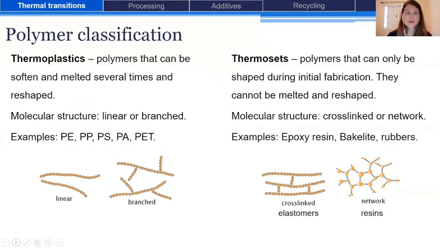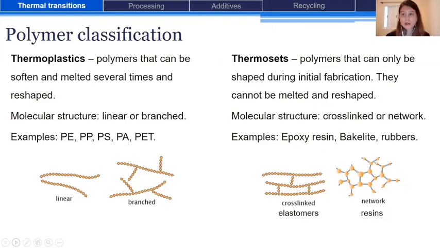During the first lesson, we introduced this polymer classification. We distinguished thermoplastics and thermosets. Thermoplastics are polymers that can be softened and melted several times and reshaped. If we apply temperature and eventually pressure to the polymer, it softens and melts, and so it can flow.